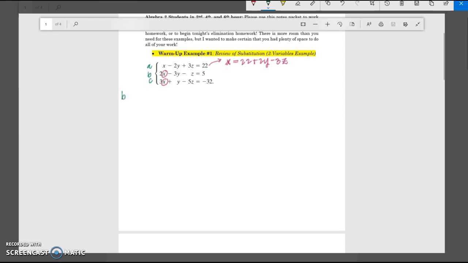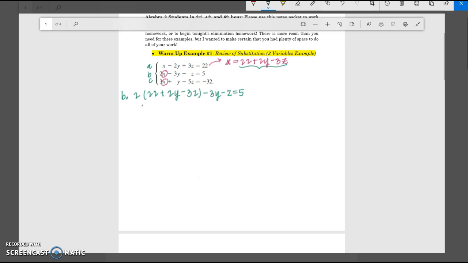So I'm going to start off with equation B, and I'm going to replace the x with the expression that we found right here. So we'll have 2, and then this x will become 22 plus 2y minus 3z, and then in this expression I also have minus 3y minus z is equal to 5, so all from equation B. Now I'm going to go ahead and distribute and combine like terms, so I'm working with an equation that just has y and z in it.